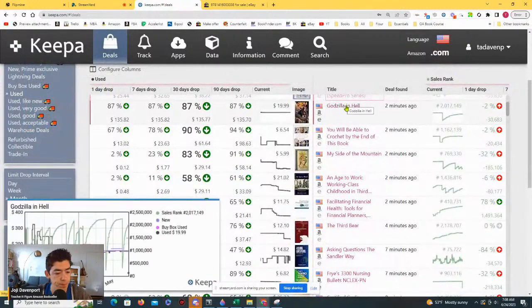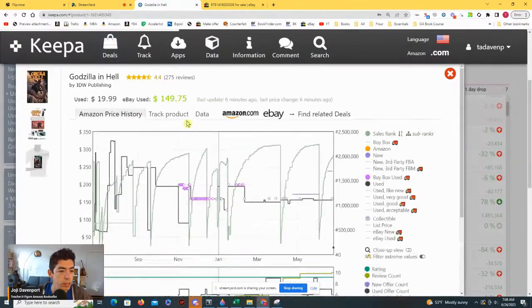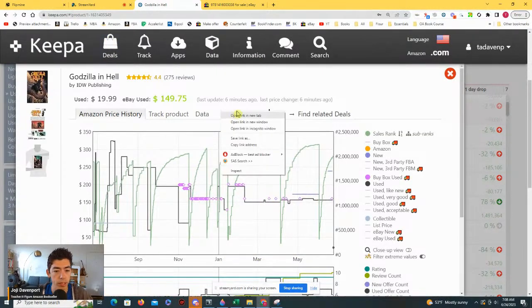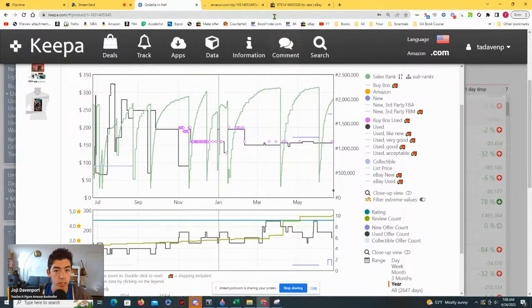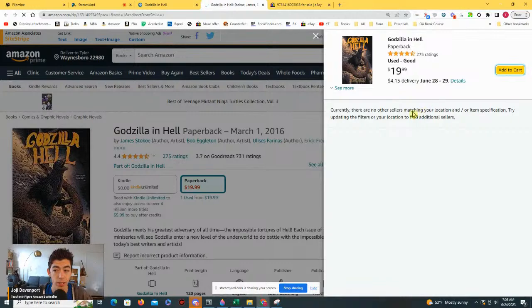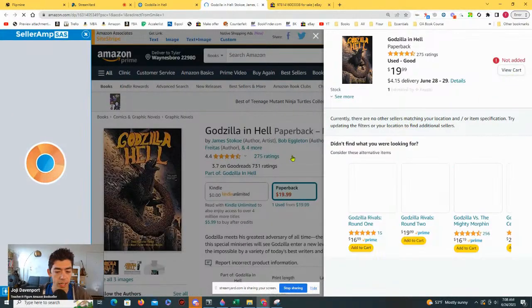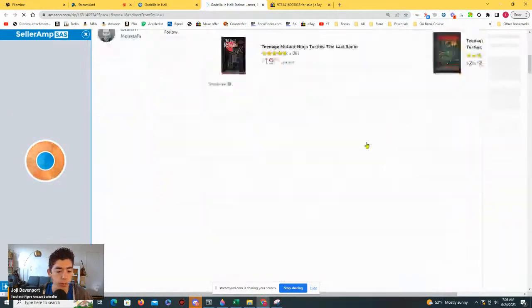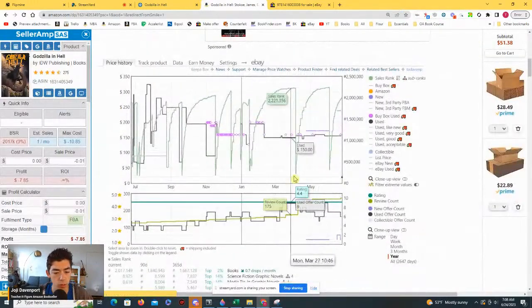Carburetor book. Ooh. All right, this is a money book right here. This is probably gone already, honestly. This book just dropped down to $20. Is it available? Add to cart. Okay, not added. So that means someone already bought it. But yeah, this is actually an amazing score right here.